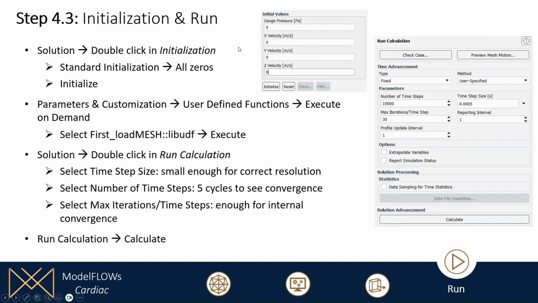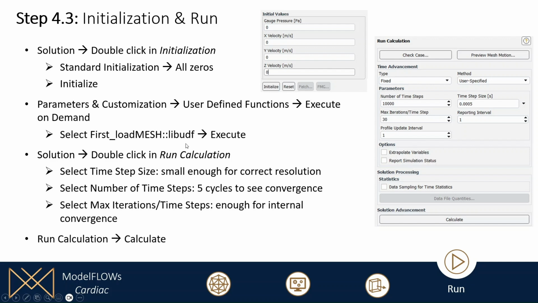For the initialization, we're going to go to solution initialization. In our case, we will use a standard initialization with all zeros. You can also use a hybrid initialization. We'll click initialize. Then we are going to right-click in user-defined functions and execute the second command we have, which is first load mesh.